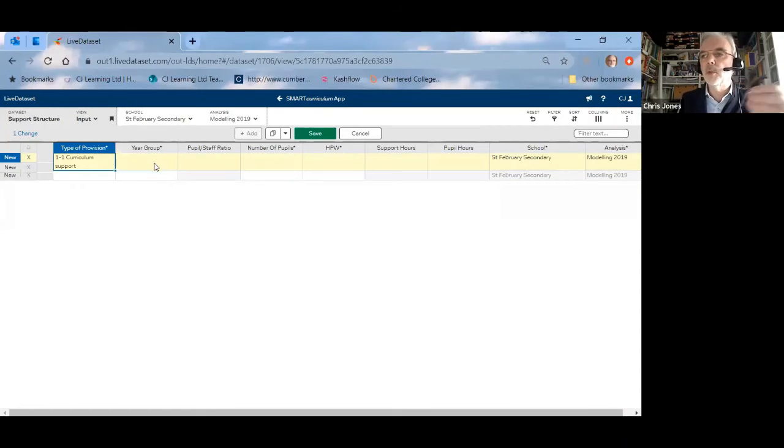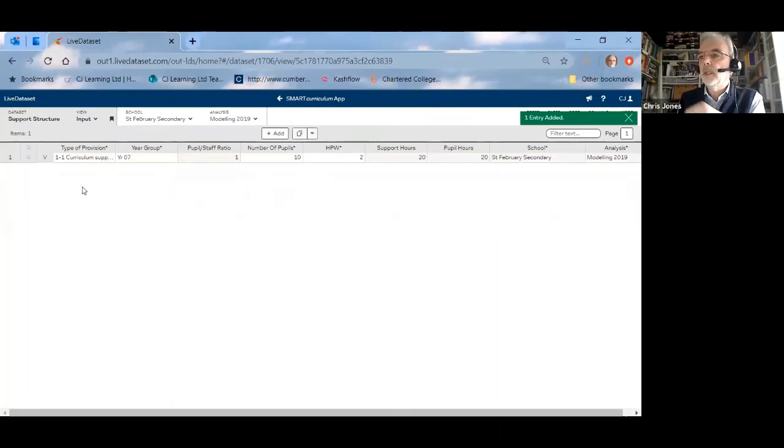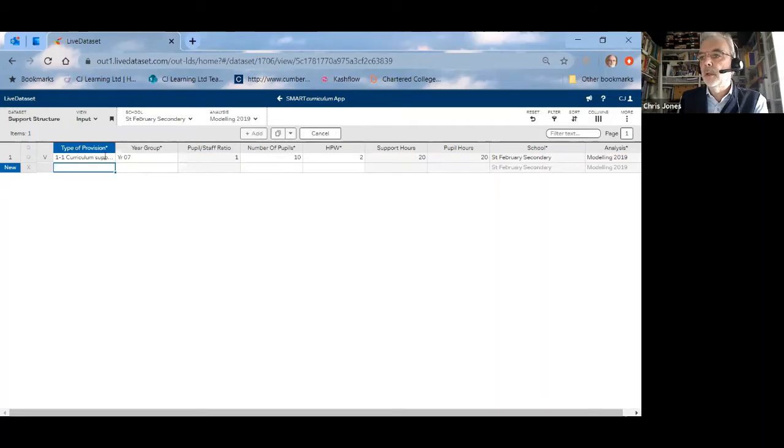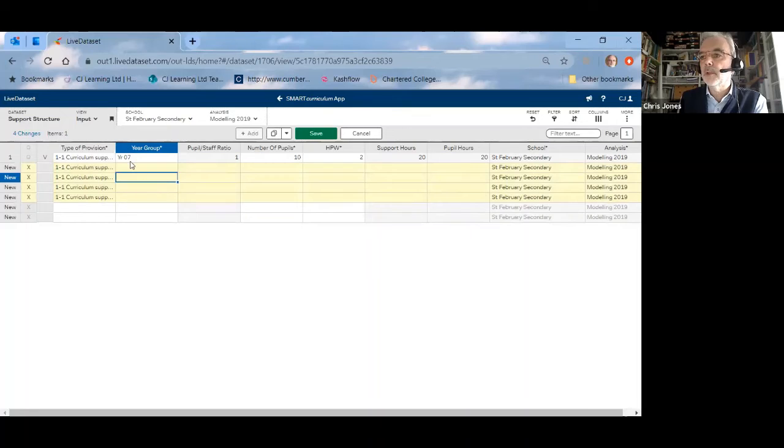Now let's say there's one-to-one support going on and I've got 10 students in year 7 who are receiving 2 hours a week. So I'm going to add year 7. Now the ratio will come through when it's saved, but that's already been entered. I've said I've got 10 students and they're getting 2 hours per week. If I save that, then 10 students getting a one-to-one provision of 2 hours a week means the support hours cost is 20 hours. So if I was to add more of those, so I want to do that across a number of year groups, I'll just drag that down.